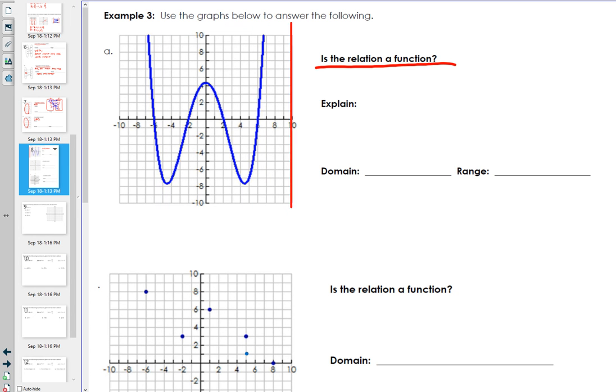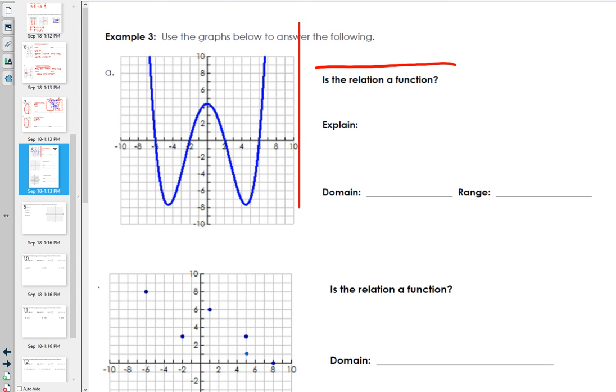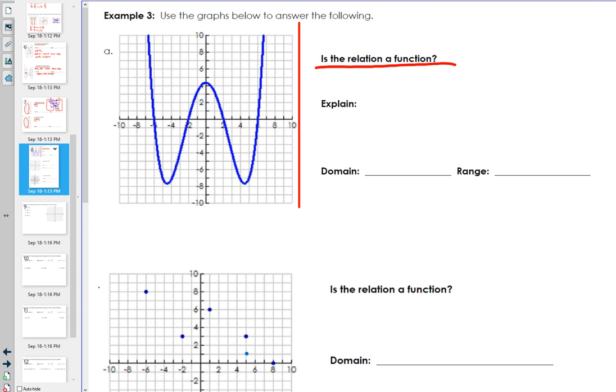That's a function. Do I pass the vertical line test? Yes, I do. And really, that would be the reason where it says explain this, you would write pass vertical line test.